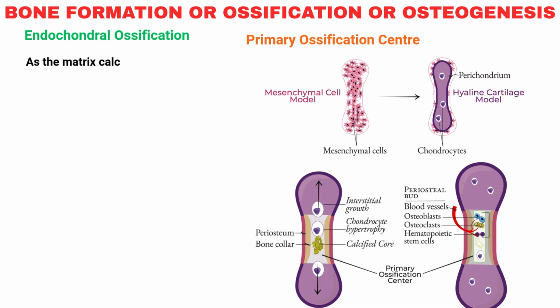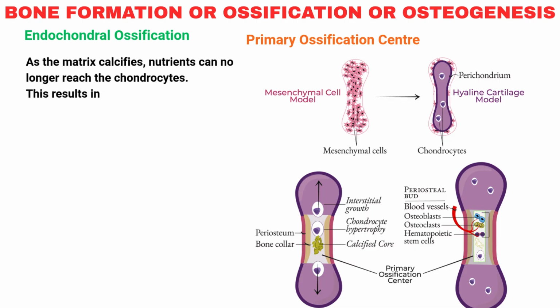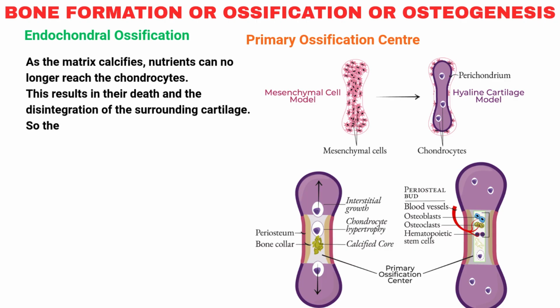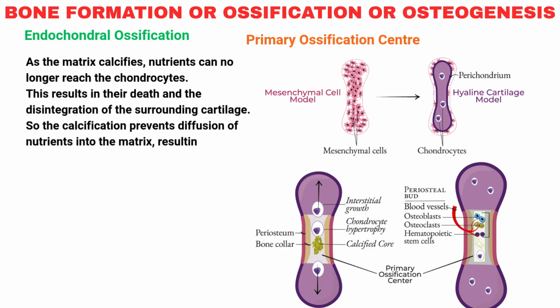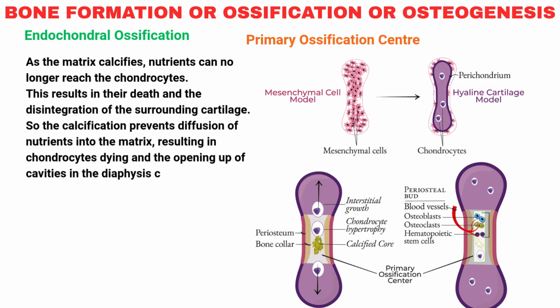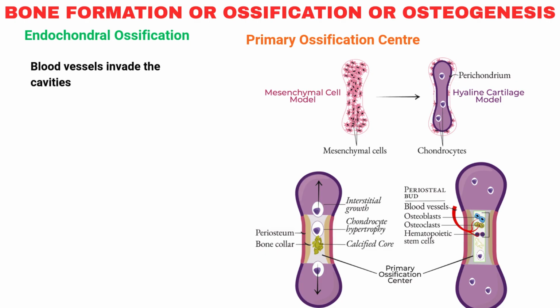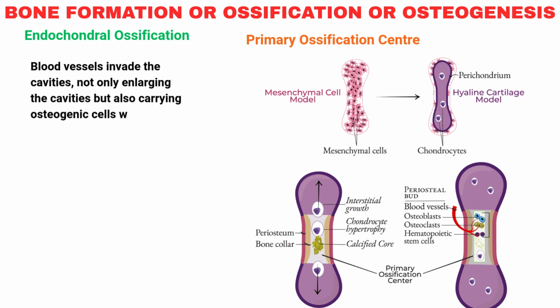As the matrix calcifies, nutrients can no longer reach the chondrocytes. This results in their death and the disintegration of the surrounding cartilage. So, the calcification prevents diffusion of nutrients into the matrix, resulting in chondrocytes dying and the opening up of cavities in the diaphysis cartilage. Blood vessels invade the cavities, not only enlarging the cavities but also carrying osteogenic cells with them, many of which will become osteoblasts.